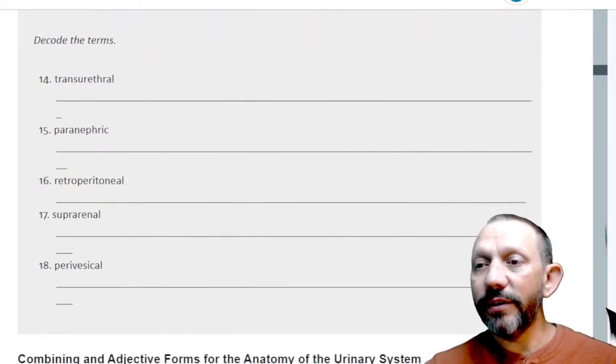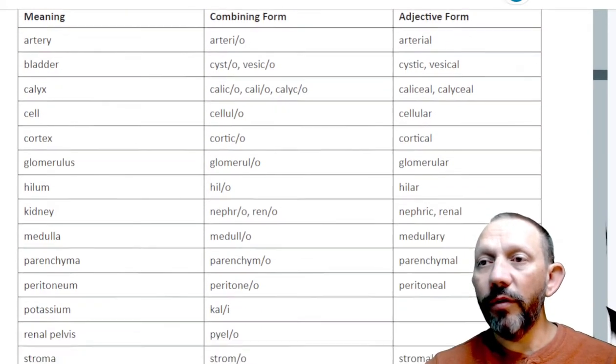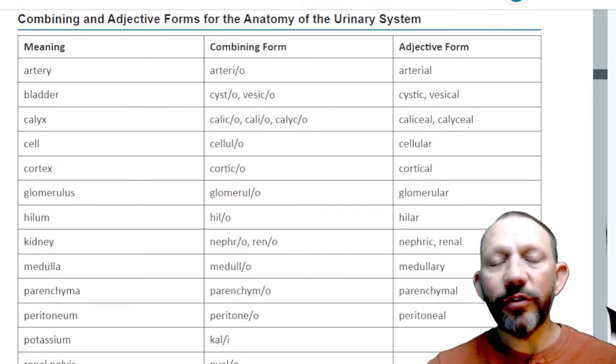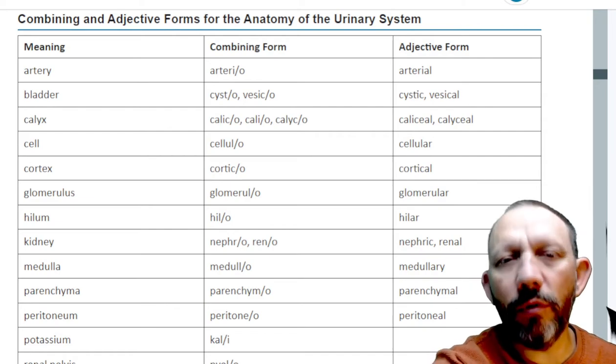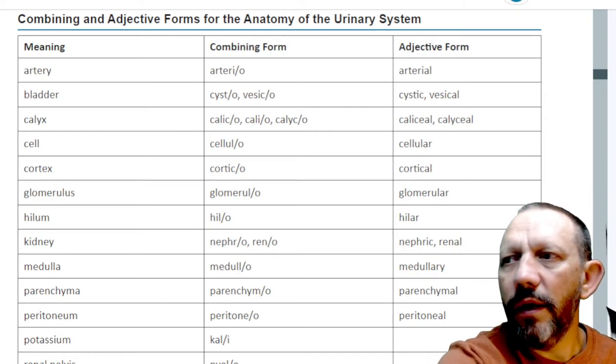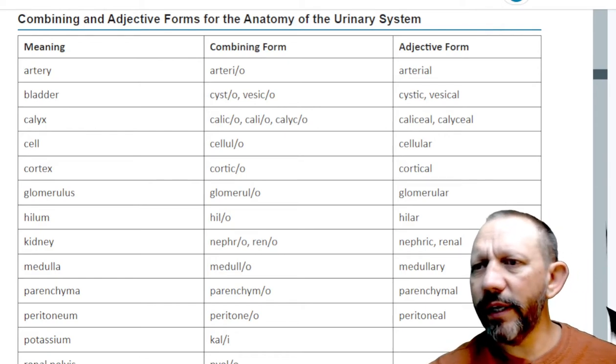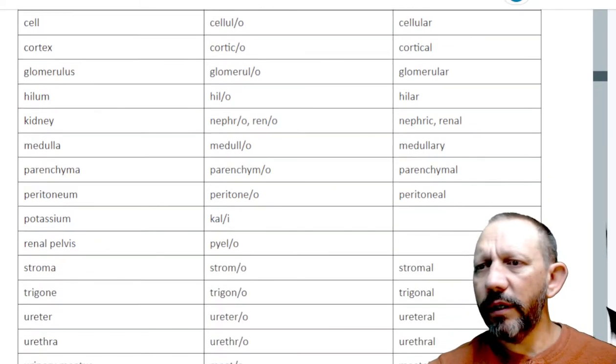Urinary system exercises. Here we go. Other things we have: arterial, bladder. Whenever you see bladder, it means open space, or cyst, or vesico. Okay, that's open space. Calyx, cell, cortex, glomerulus, hilum, kidney, parenchyma.